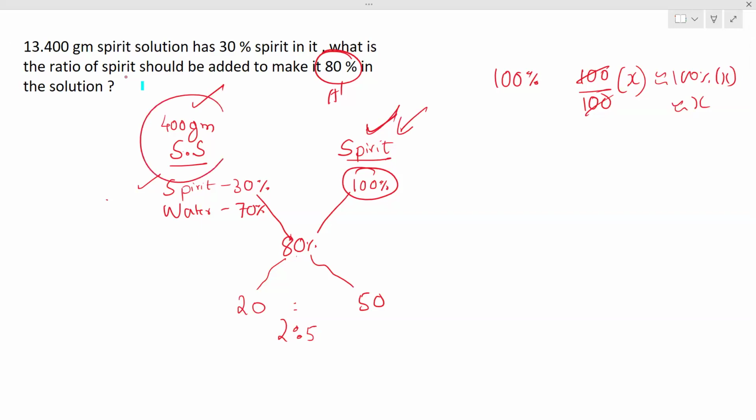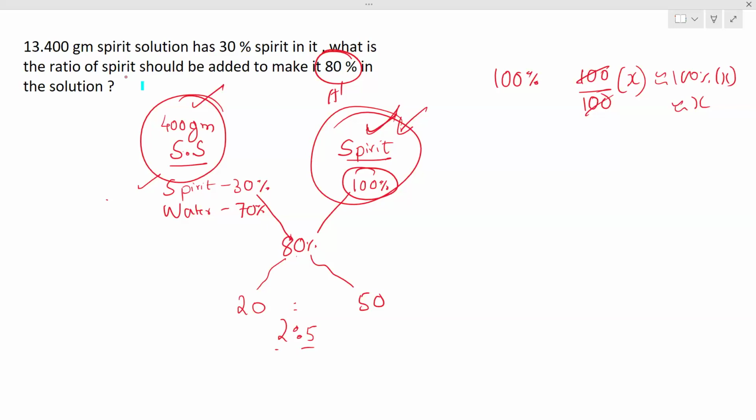So in what ratio should this mixture and the concentrated spirit be mixed? They must be mixed in the ratio 2:5, so as to get 80% spirit in the solution.